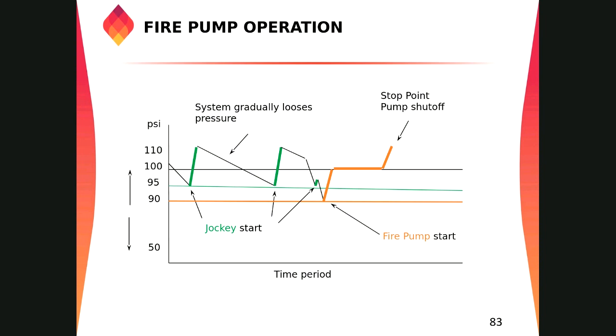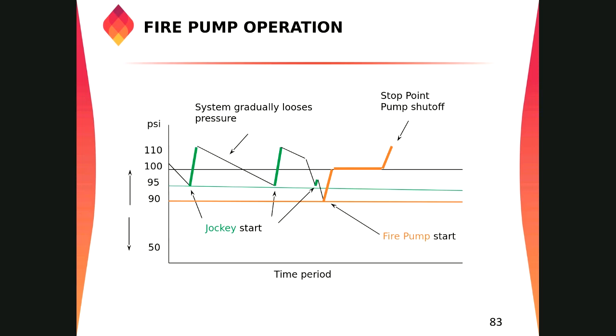Now look at this graph, the yellow one, right? Where pressure goes to 90 psi, not 95 psi. If the pressure goes up to 90 psi, the jockey pump will maintain that. But if the pressure goes much further down, let's say 20 psi is lost in the system, what will happen at that time?